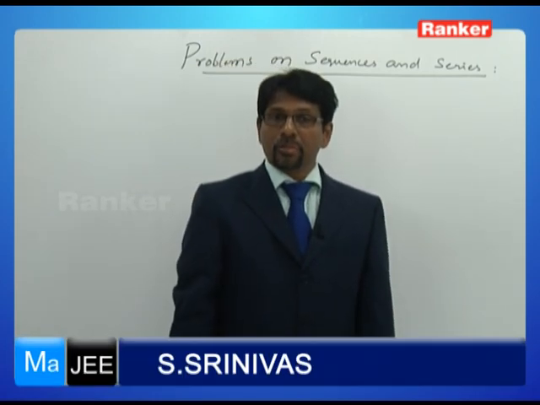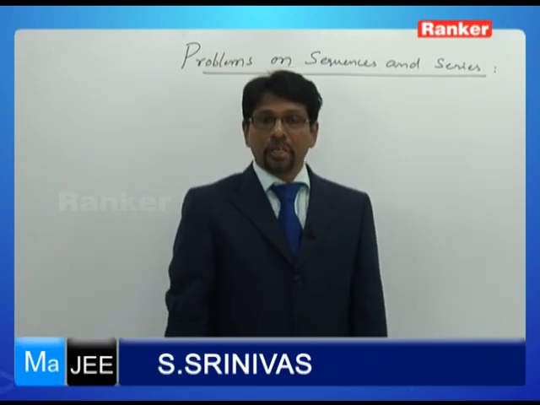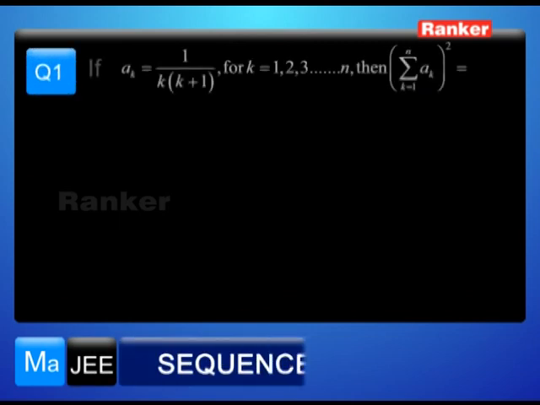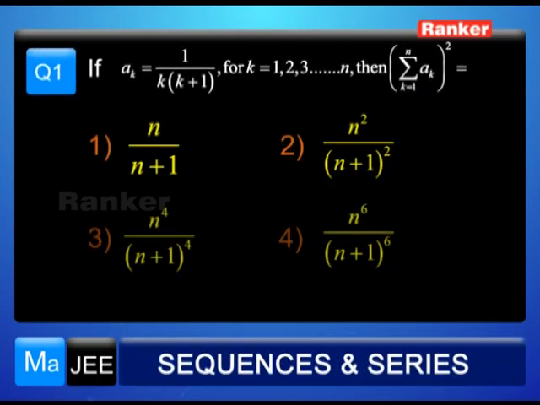Okay, let's look at some problems on sequential series. First problem: if a_k is equal to 1 by k into (k plus 1) for k equal to 1, 2, 3 and so on up to n, then (sigma a_k, k ranging from 1 to n) the whole square is equal to: n by n plus 1, n square by (n plus 1) whole square, n power 4 by (n plus 1) power 4, n power 6 by (n plus 1) power 6.